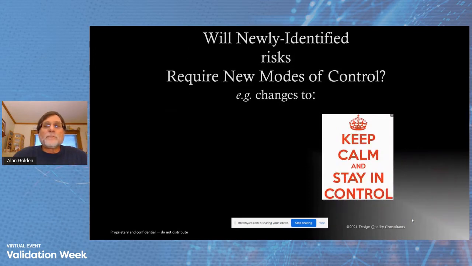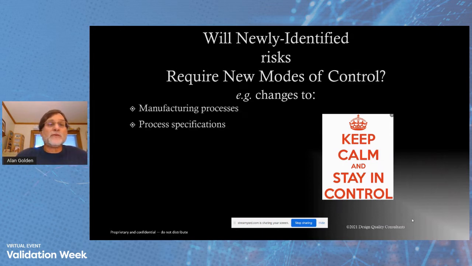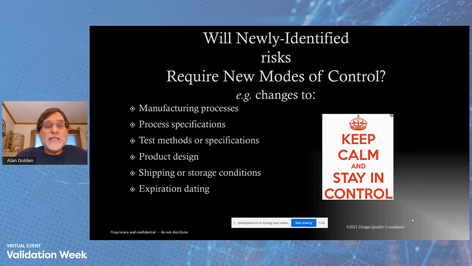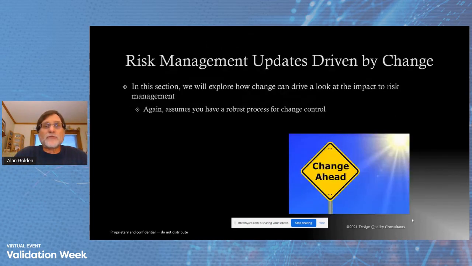All right. So will newly identified risks require new modes of control, changes to manufacturing processes, process specifications, test methods or specifications, product design, shipping or storage conditions, expiration dating? Instructions for use. This is a big one. Do you need to change your instructions for use? So again, you need to understand these things. Do you need new modes of control to control newly identified risks?